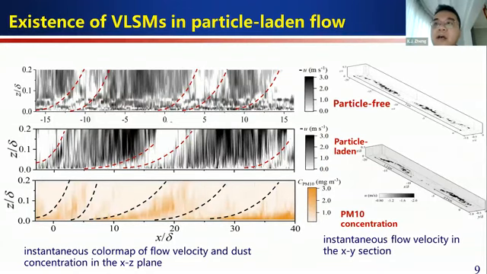Based on the observation data, we conducted systematic studies on particle-free and particle-laden flows in the ASL. Here we show the instantaneous contour map of flow velocity in particle-free and particle-laden cases, as well as the instantaneous PM10 concentration field based on Taylor's frozen hypothesis, in which the x-axis denotes the streamwise direction, y the spanwise direction, and z the normal direction. It can be clearly identified that a very large scale motion, VLSM, exists in both the particle-free and particle-laden flow fields, as well as in the PM10 concentration fields.